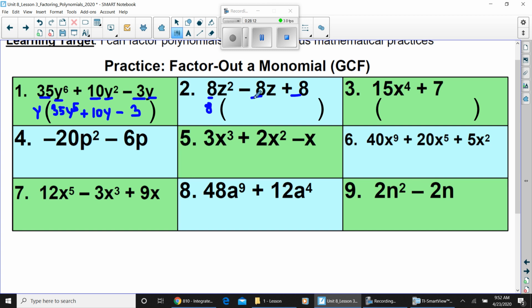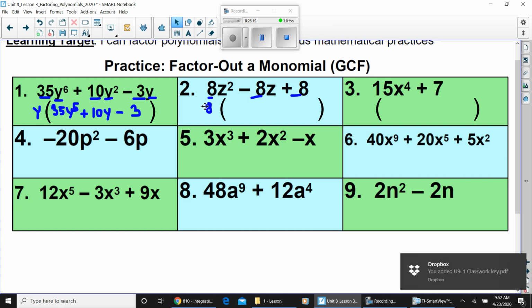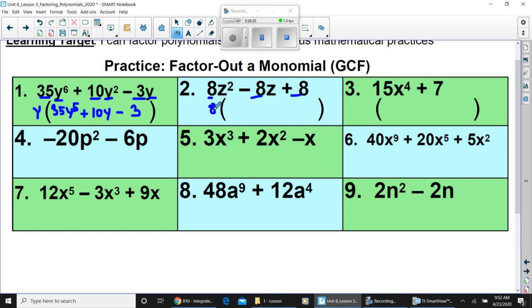But what about the z's? Z squared, z, and there's no z here. So the greatest common factor is just 8. Now we could just ask yourself, all right, what times 8 equals 8z squared? Well, z squared.